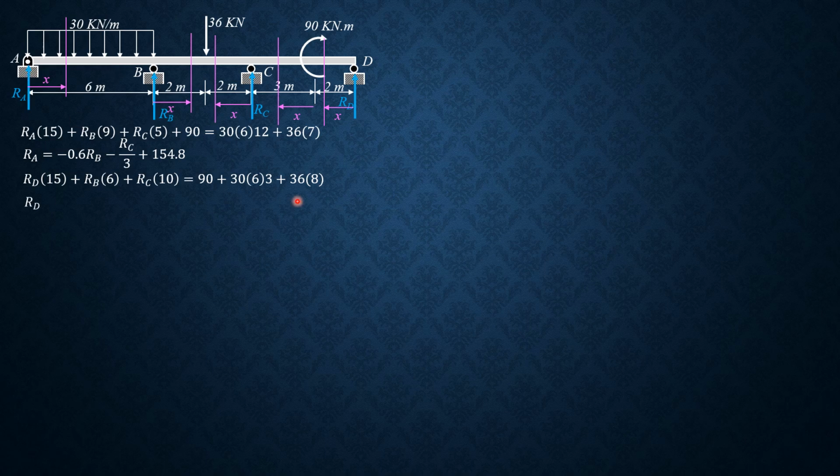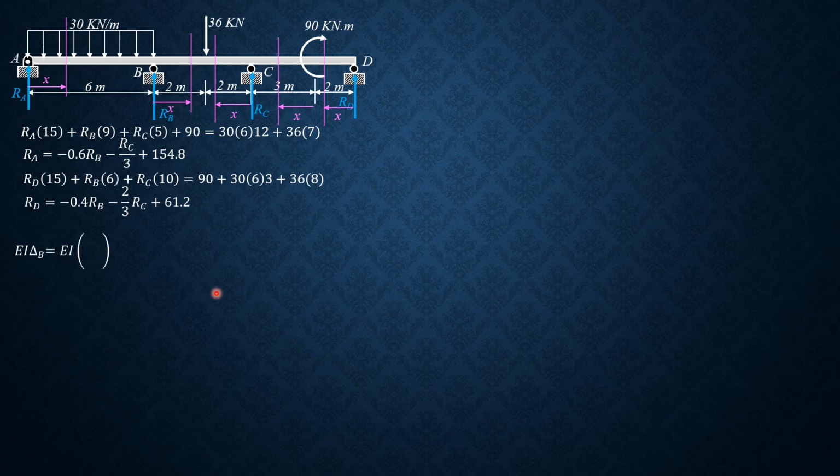So R sub D is negative 0.4 of R sub B, negative 2/3 of R sub C plus 61.2. Because this is the method of least work, partial of U with respect to the redundant equals 0 because there's no deflection at B. And then delta C is partial of U with respect to RC, and we equate it to 0 because the deflection at C is 0 also.